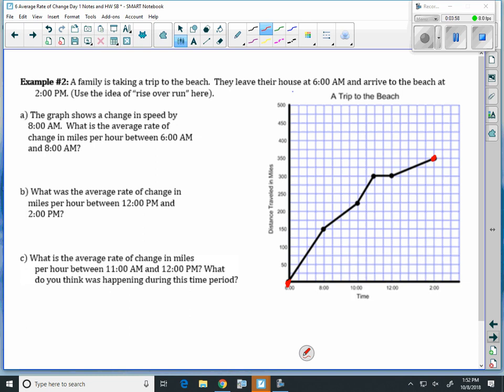So the issue is our time. Take a look at this time down here. We go from 6 to 8 to 10 to 12 to 2. Mathematically, that's going to cause a problem. But we can rewrite 2 p.m. in a different way. How can we rewrite it? 14. So we're going to use military time kind of here. Okay? So we're going to change that to 14. Just mathematically, we're going to use 14.